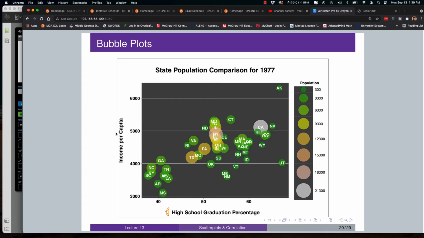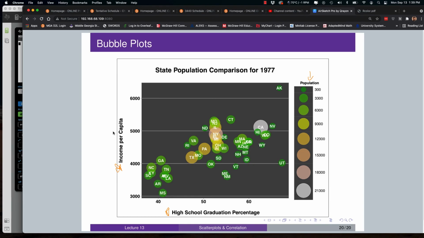And then the income per capita, and if you're not sure what that is, it's basically the entire state's income divided by the population, which is why these values aren't huge on this, somewhere between 3,000 and 6,000. And then the size of the bubbles represents the actual size of the population. So this is a very useful model to get a good gander at how you compare states across one another and how they're performing.